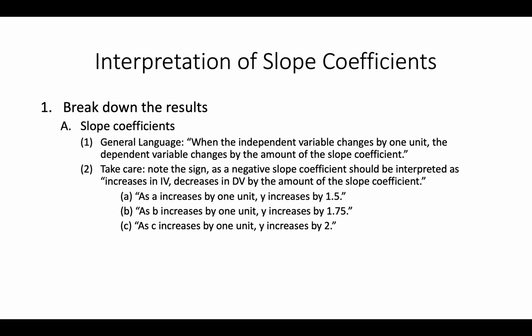Thus, in order, for each independent variable, we proceed as follows. As A increases by 1 unit, Y increases by 1.5. As B increases by 1 unit, Y increases by 1.75. As C increases by 1 unit, Y increases by 2.